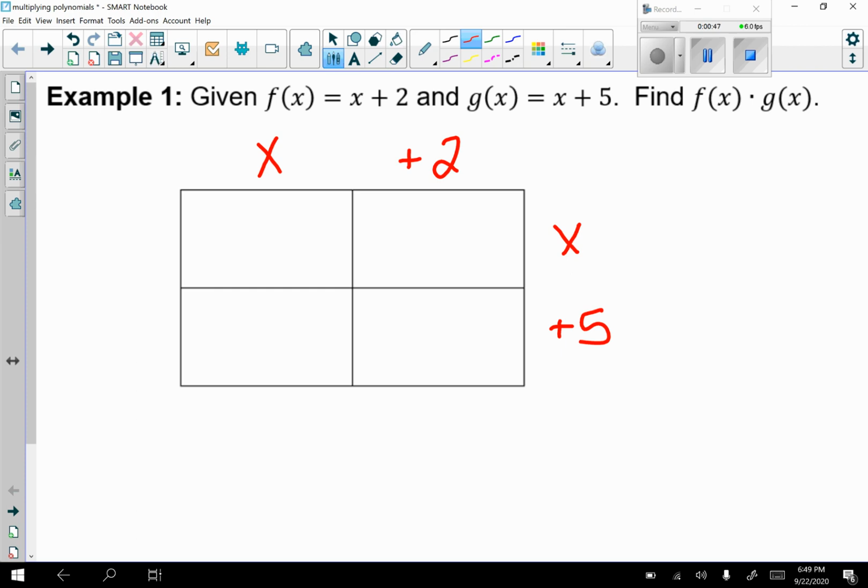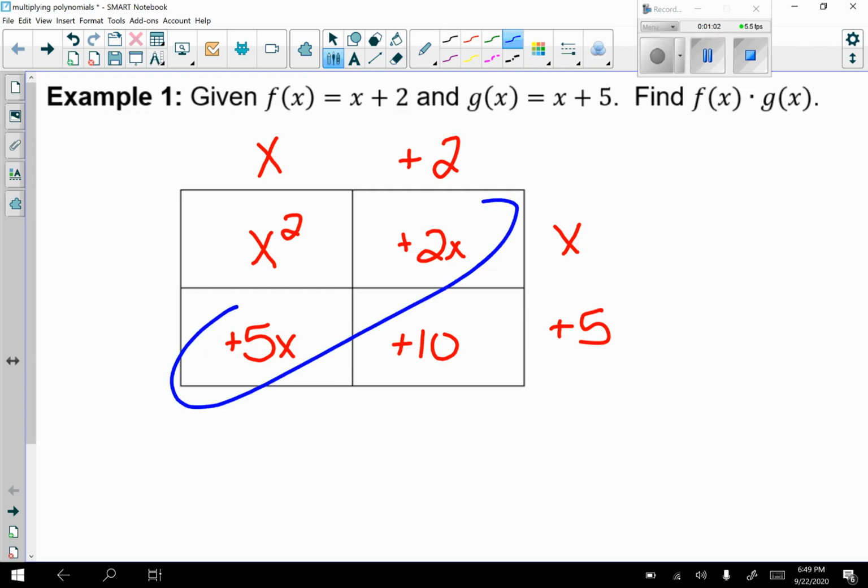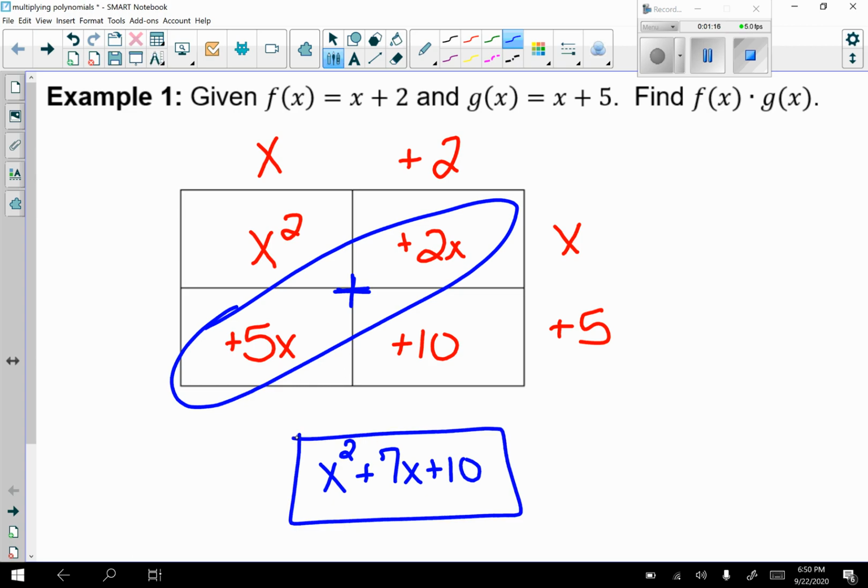X times x is x squared. X times positive 5 is a positive 5x. X times 2 is a positive 2x. And 5 times 2 is a positive 10. Your diagonals are going to line up, and the boxes make a plus sign to help you remember to combine like terms. So we have x squared plus 7x plus 10 as our final answer.